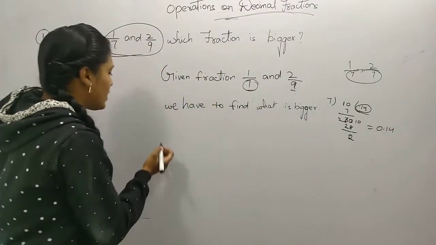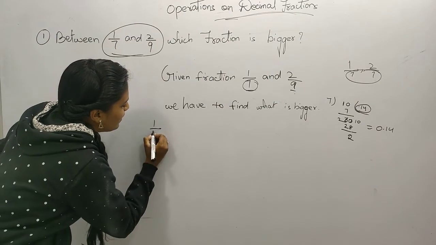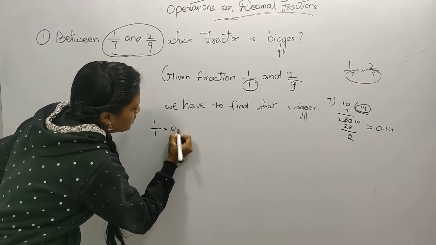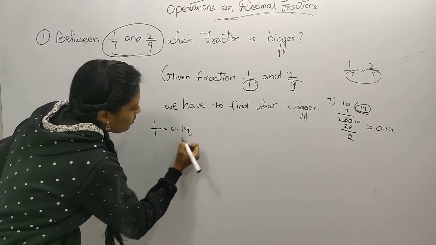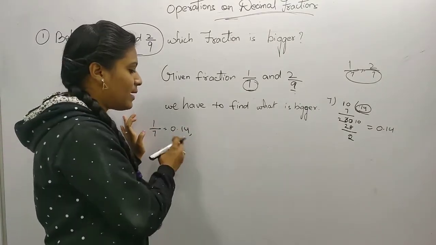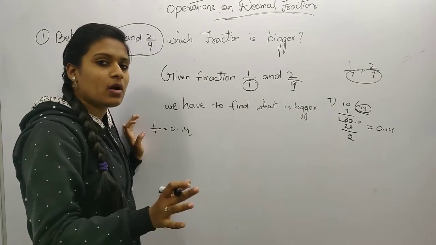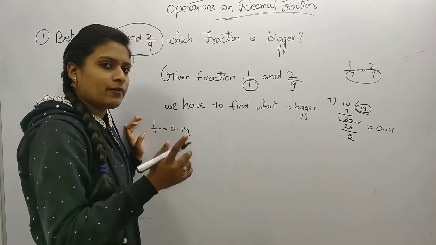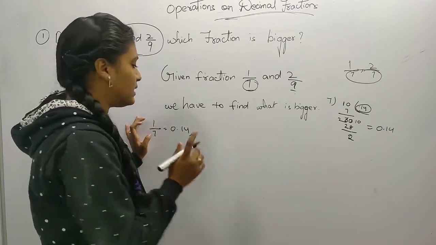What is the value of 1 by 7? We got 1 by 7 is equal to 0.14. After the point you must read it as 1 and 4, not 14. It is wrong to say 14. You must say it like that.